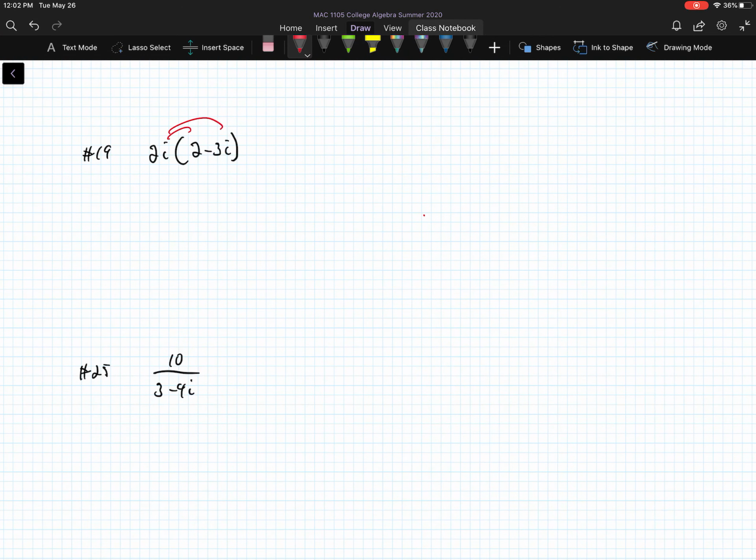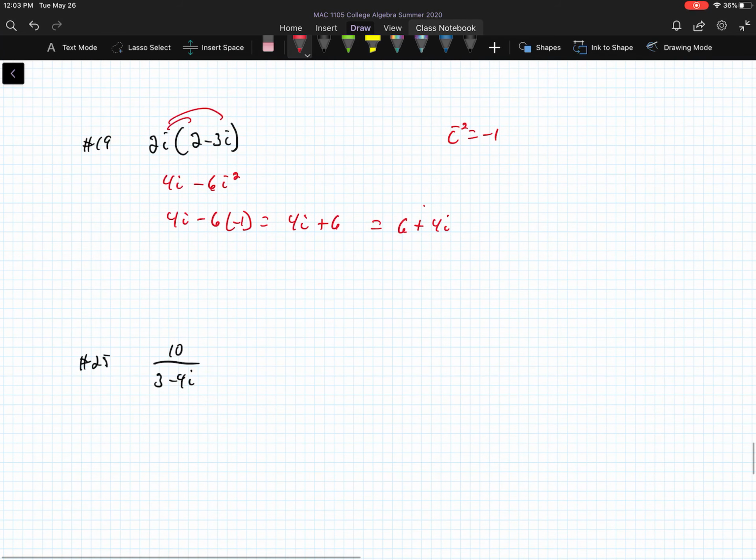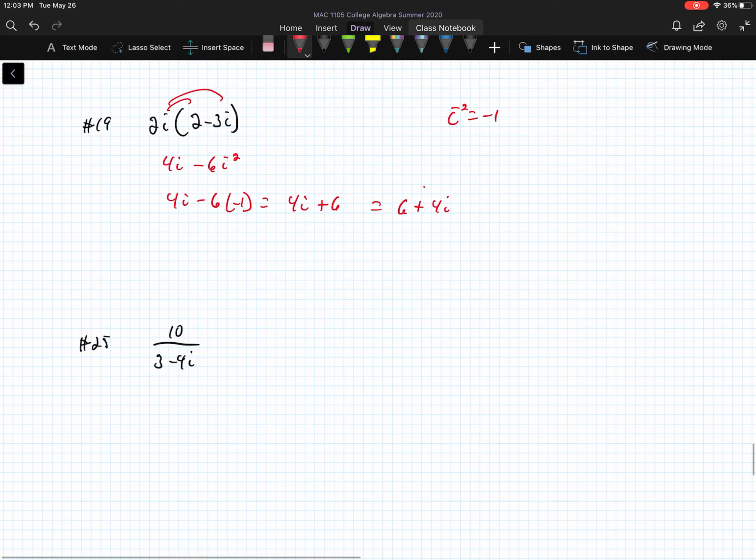For number 19, if I, again, do distributive property, I get 4i minus 6i squared. Now, we said that i squared is equal to negative 1. So then this becomes 4i minus negative 6 times negative 1, which is 4i plus 6, which is when we're going to rewrite it in a plus bi form. So it's 6 plus 4i.